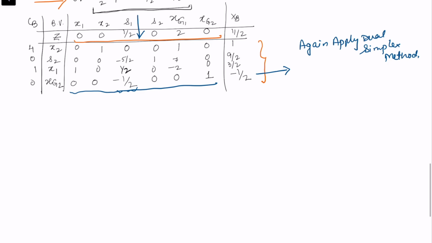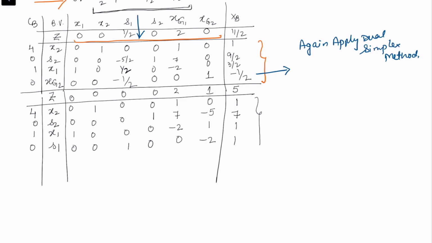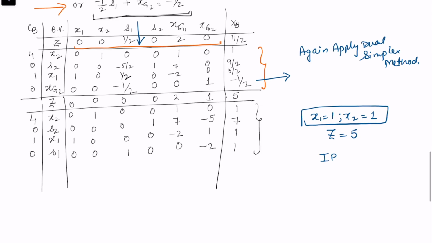If S1 enters into the basis, we get the next table as 1, 7, 1, 1. And here we see that all of them are integers. X1 is 1 and X2 is also 1, and the value for Z is 5. So we are interested in this integral solution. Now this completes our optimal solution for the integer programming problem.